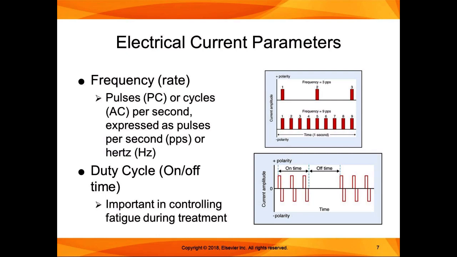The frequency is the rate, the number of pulses per second or the number of cycles per second. It's expressed as pulses per second, or hertz, which is cycles per second. Generally speaking, cycles per second is for alternating current, and pulses per second is for pulsatile current. But actually, the terms are used interchangeably. So whether you say pulses per second or hertz, both are accurate. So you can say both.